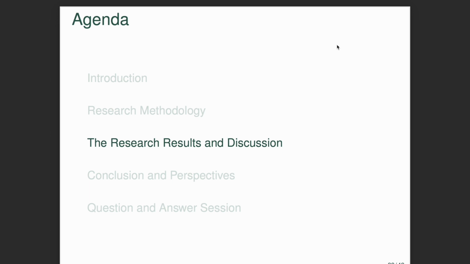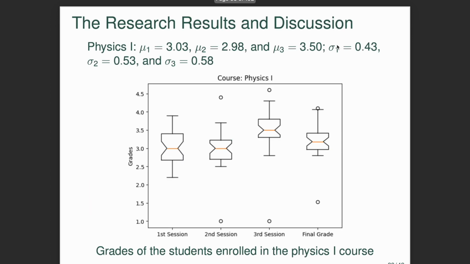Let's move now to the results of our research. This slide presents the means and standard deviation of the student grades for the physics course in 2024. The values mu1, mu2, and mu3 represent the average grades for sessions 1, 2, and 3 respectively. Likewise, sigma 1, sigma 2, and sigma 3 indicate the standard deviation for each session.